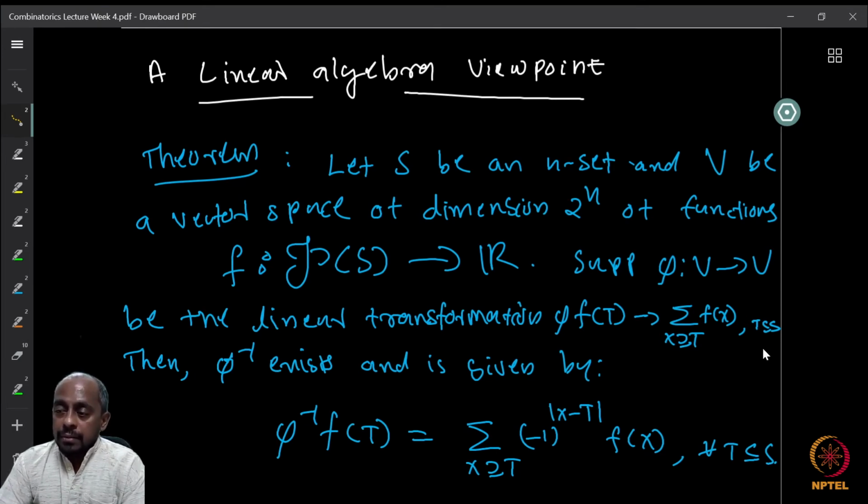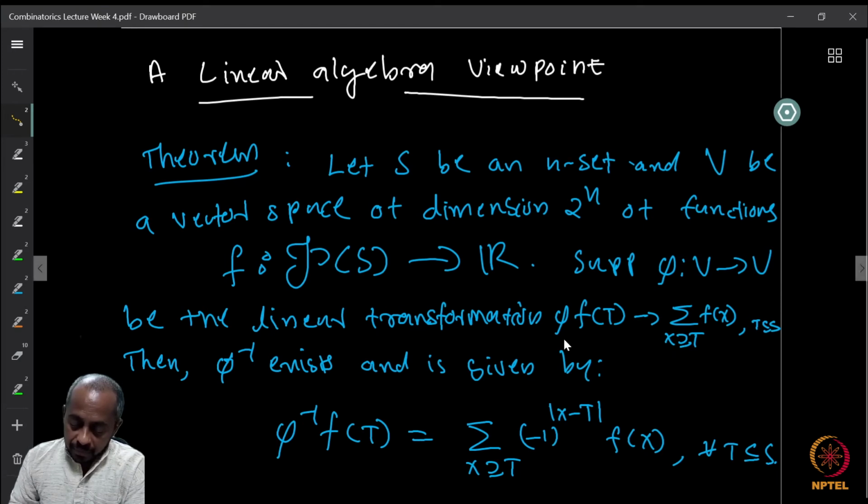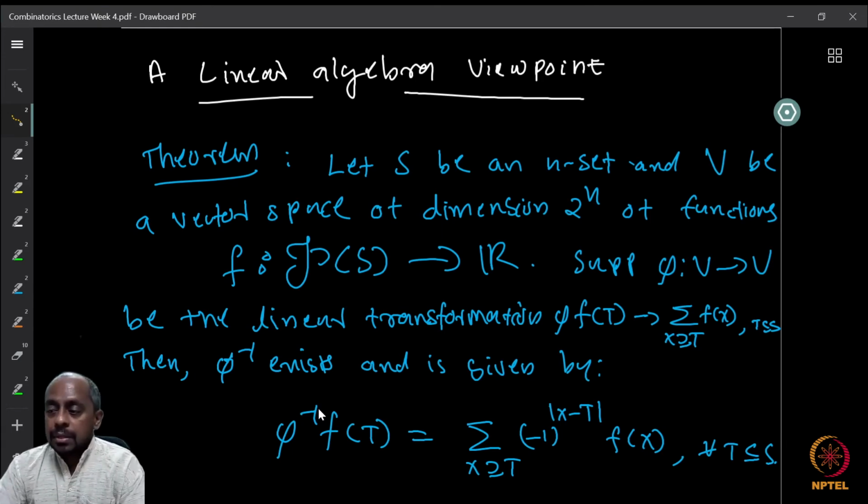Now, if you define the linear transformation this way, the theorem states that its inverse exists, phi inverse, and the inverse can be given by the following. Phi inverse of f of t is equal to the summation over all x containing t of minus 1 raised to modulus of x minus t times f of x, where t is any subset of the set. For every subset, you have this. So again, a complete description of phi inverse.